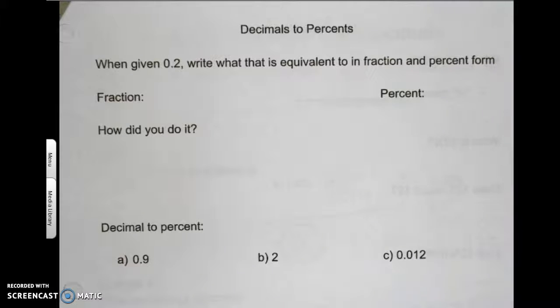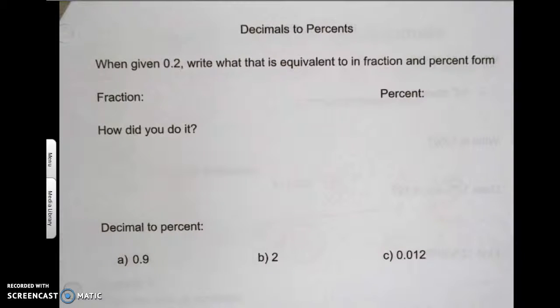All right, so now we're going to focus on switching from decimals to percents and percents to decimals. When you're given 0.2, and we want to write what that's equivalent to in fraction and percent form, fraction form is going to be one of the easier ones because we've already talked about it before.